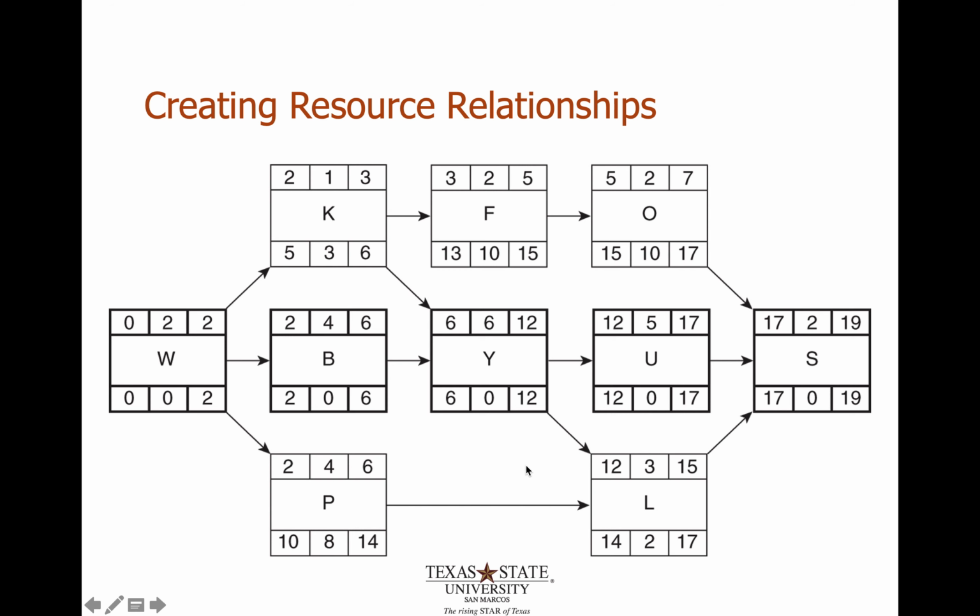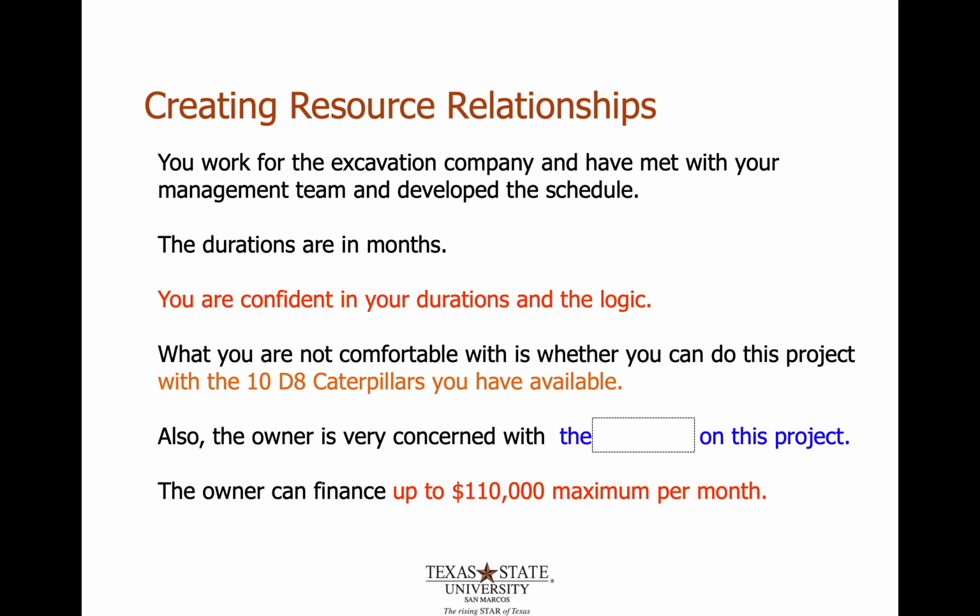Again, it doesn't really matter what the individual activities are for this specific example. We're just going to call them with the letters YB, UYS, KFO, and P and L. So now we need to create that resource relationship. In this example, you're working for an excavation company and you're meeting with the management team to develop that schedule.